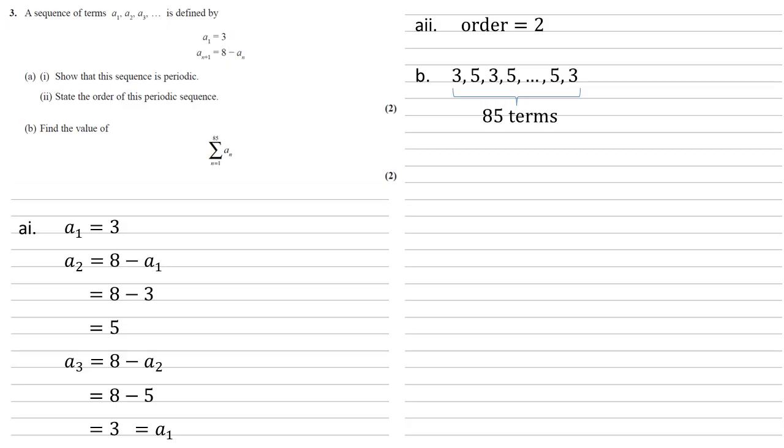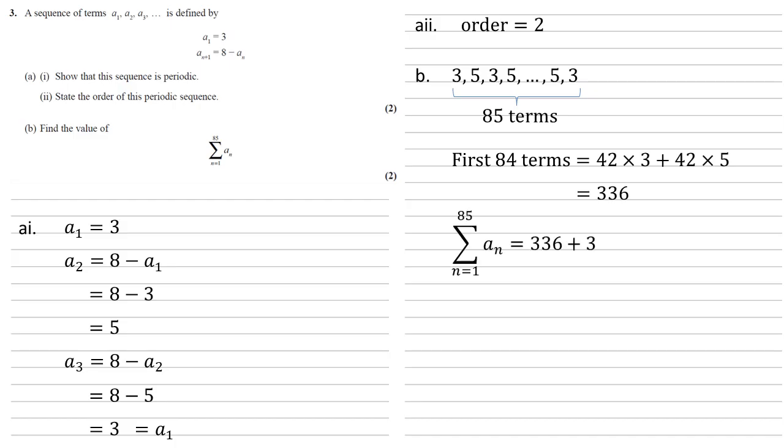So just looking at the first 84 terms, we know that half of them are going to be 3, half of them are going to be 5. So the sum of those is going to be 42 times 3 plus 42 times 5, which is equal to 336. And then we're just going to add on that final 3, the 85th term, to that. So 336 plus 3 equals 339. And that is the sum of the first 85 terms.